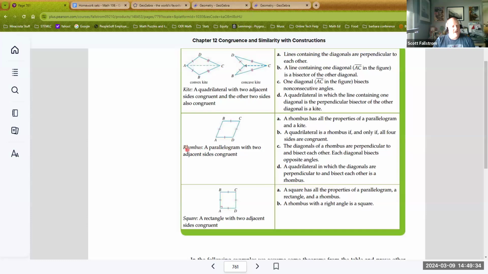Now remember, a rhombus is a very special shape because by definition, two adjacent sides are congruent. It's a parallelogram with that, which means by definition, it also meets the definition of a kite. So a rhombus has all the properties of a parallelogram and a kite. This makes the rhombus probably the best shape when you're doing constructions, and I'm not even kidding. Why? The diagonals of a rhombus are perpendicular to each other and they bisect each other, which means we can build a rhombus and then create the diagonals, and they're going to be perpendicular bisectors. Okay.